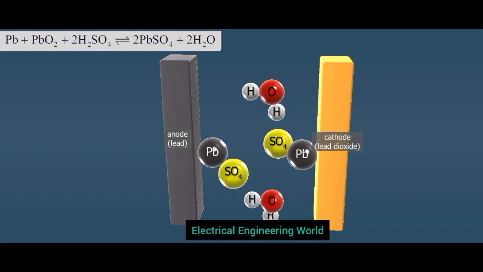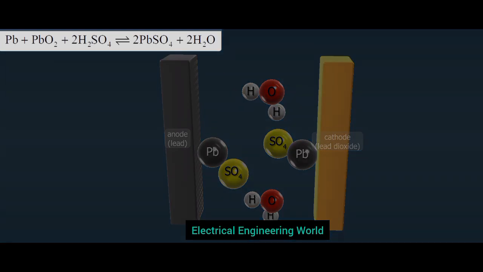Lead dioxide forms on the positive electrode, the cathode, and lead forms on the negative electrode, the anode. Water molecules break up and sulphuric acid is formed. Thus, the electrolyte becomes more concentrated. These processes occur during each charge cycle. When the battery discharges, the direction of the current is opposite to the direction when the battery is charging.